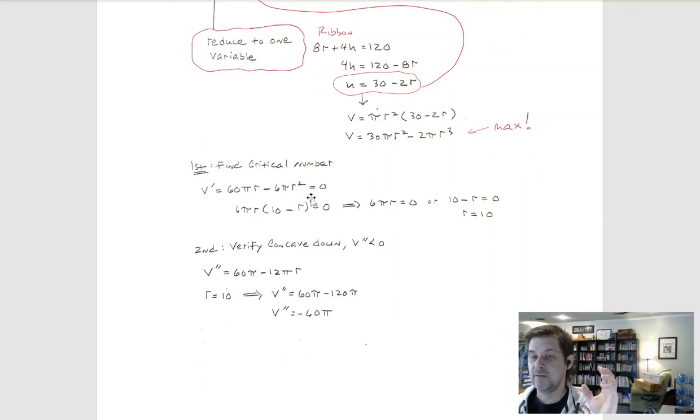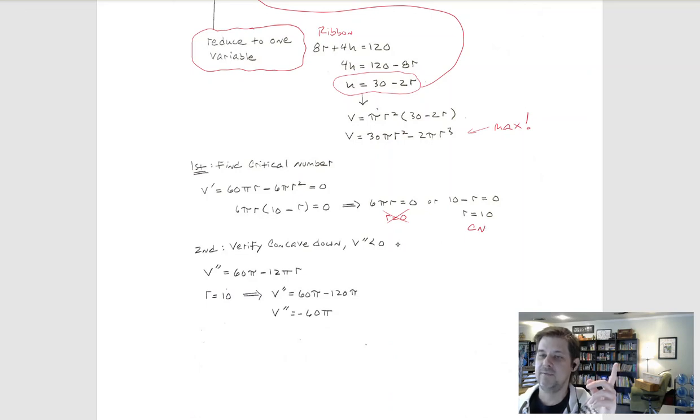Okay, for me to solve that particular equation, I'll factor it. Here's how I factored it. And I get 6 pi r is equal to 0, or 10 minus r is equal to 0. 6 pi r equal to 0, that would give me an answer of 0. But that's a meaningless answer. I guess technically it's an answer, but it doesn't have any relevance to this actual problem. And then 10 minus r is equal to 0 gives me 10. Okay, so there's my critical number.